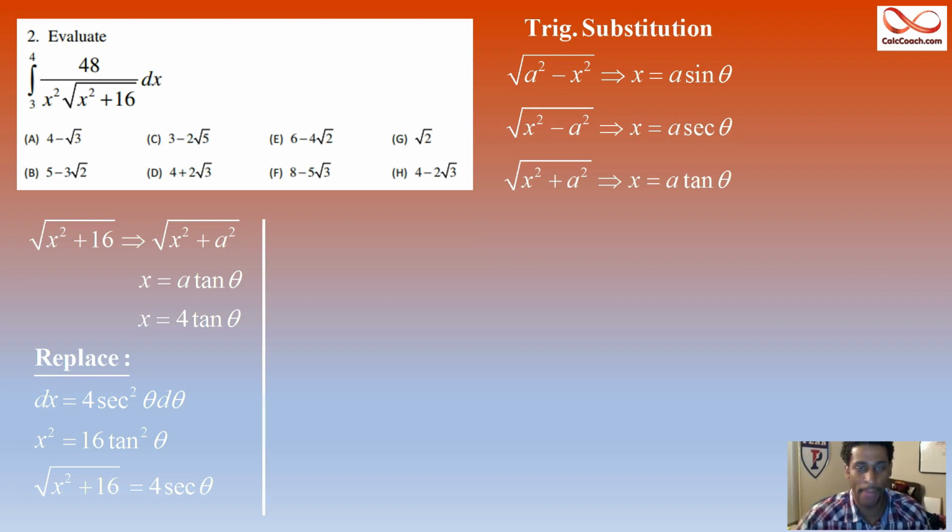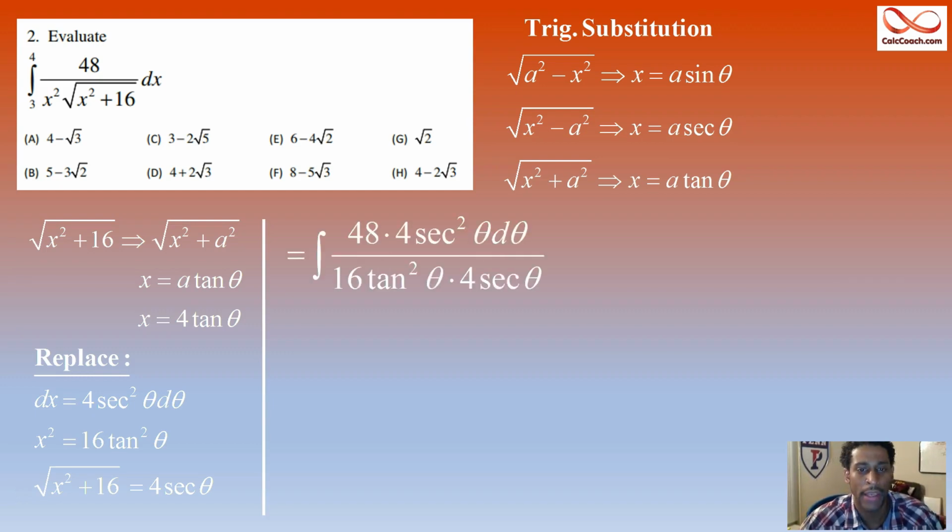Okay, well, we're ready. Let's plug everything back in now. The 48 stays there. As far as the bounds, don't put any bounds on. And what we're going to have is replacing the dx, we can put a numerator, the 4 secant squared theta d theta. And the other things in the denominator, the 16 tan squared and the 4 secant theta.